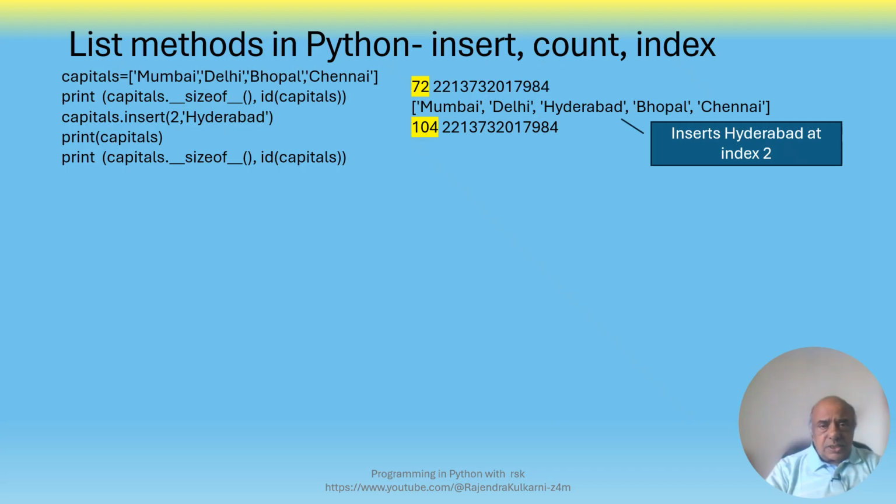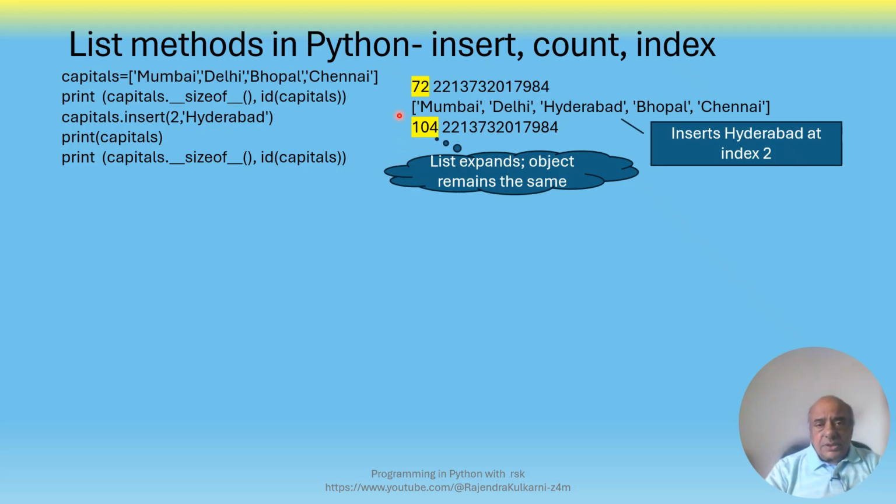We can see here the object remains the same. The object does not change. The object ID is 17984 earlier, and after insertion of Hyderabad the object has the same ID, 17984. Only the memory occupied by the object has changed. So this is the expansion of the list. The list expands, the object remains the same.